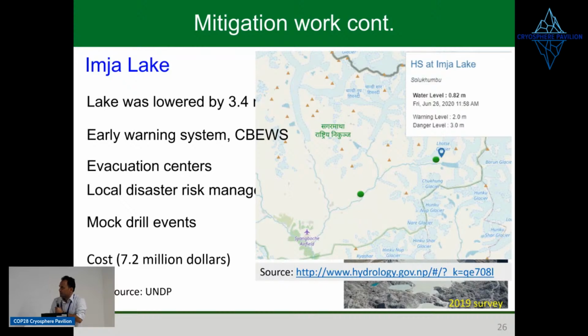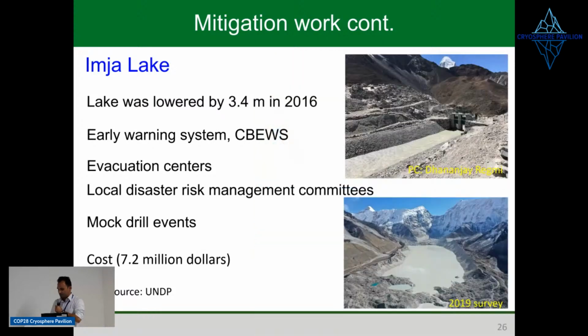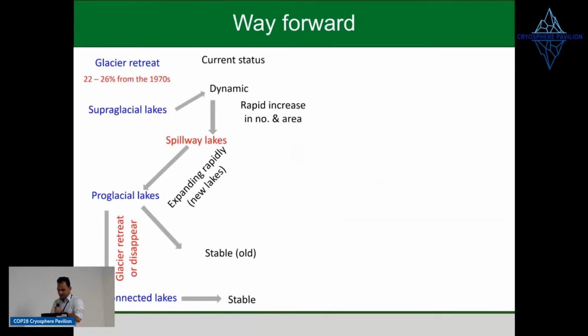This is an example of the early warning systems they have installed. If there is any change in the glacial lakes, they will have data at the Department of Hydrology and Meteorology, and they can relay the information to the downstream regions. So this is just an example. It's a kind of way forward.